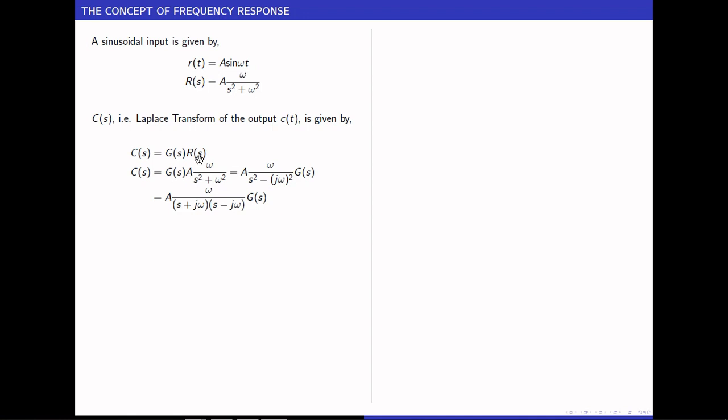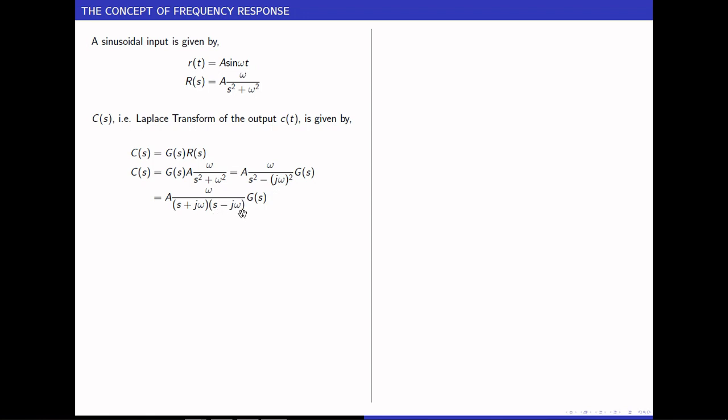So G of s times R of s is A into omega by s square plus omega square, substituted. This s square plus omega square can be written as s square minus (j omega) the whole square, because j square is minus 1. The purpose is just to factorize s square plus omega square. Now I can apply the a square minus b square formula: a square minus b square is equal to (a plus b) into (a minus b). Therefore the denominator becomes (s plus j omega) into (s minus j omega).